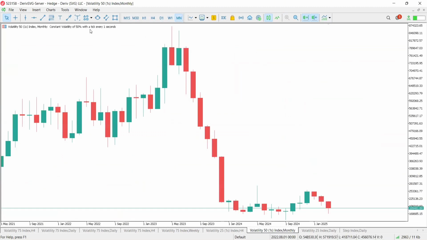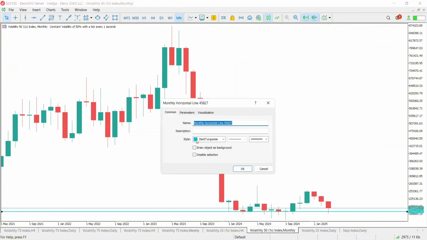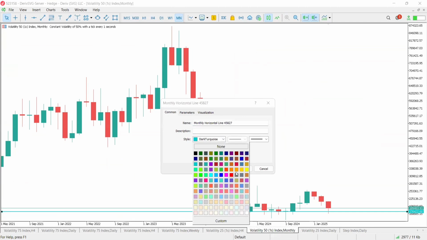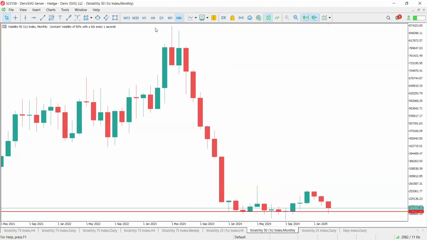Now, from the monthly time frame, we can clearly observe that we have a very strong level of support here where price is currently rejecting. You can see price was rejected here, rejected here, rejected here, rejected here. Again, we are rejecting.